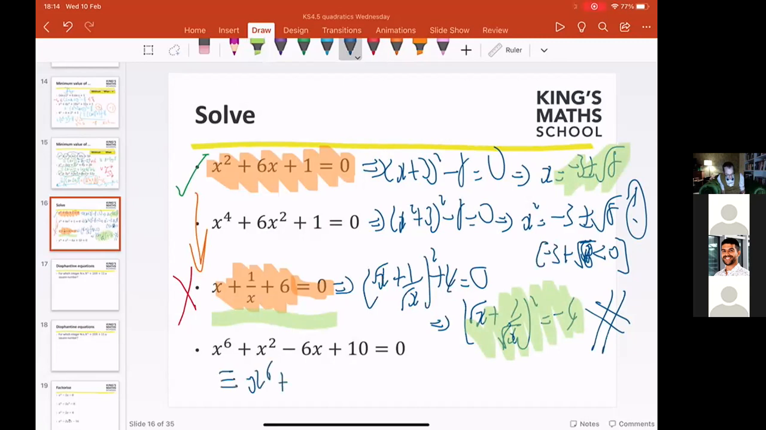So x to the 6 plus (x subtract 3) squared plus 1 is 0. What are our thoughts about that? Again, problem contradiction, because (x subtract 3) all squared is positive, x to the power 6 is positive, and then plus 1 will make it more than 0. So that has got no solutions.